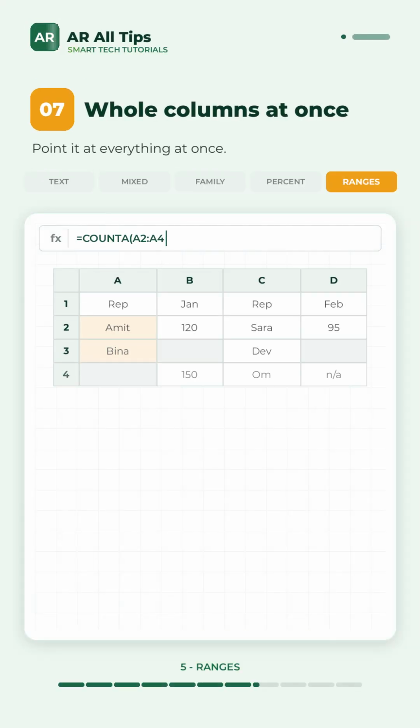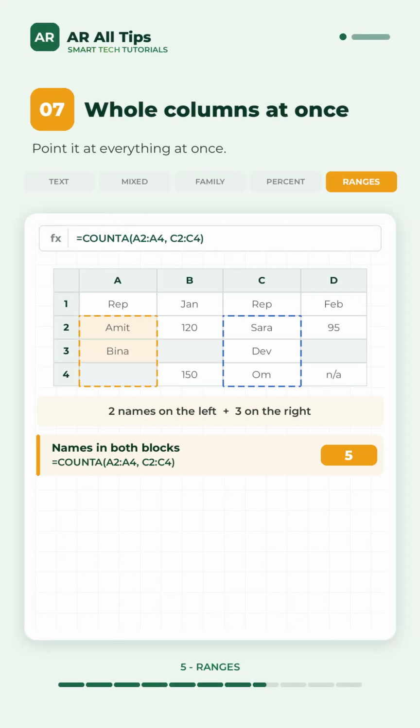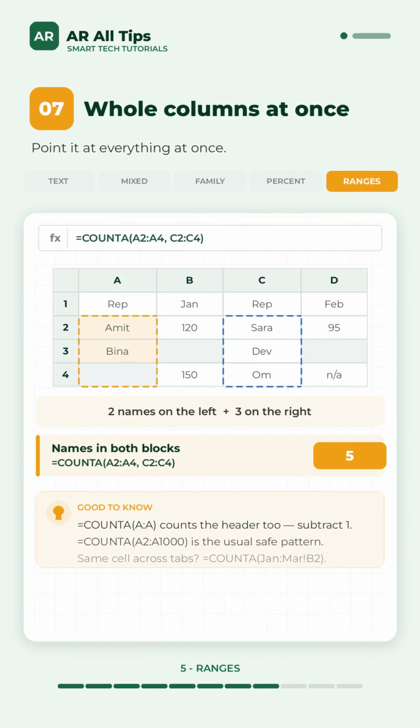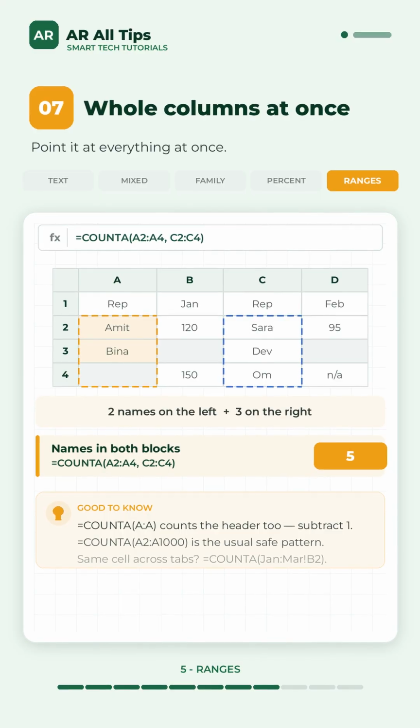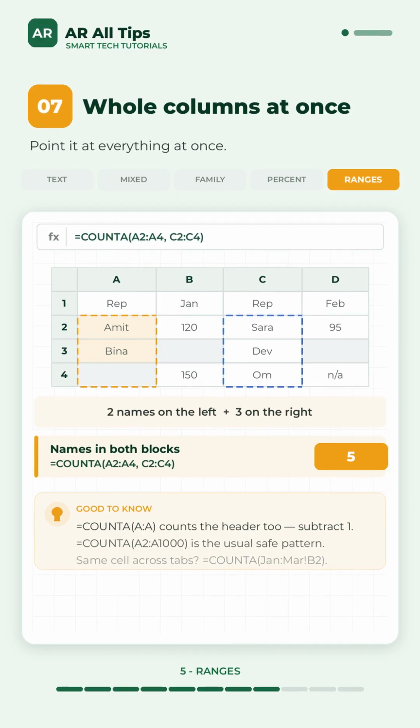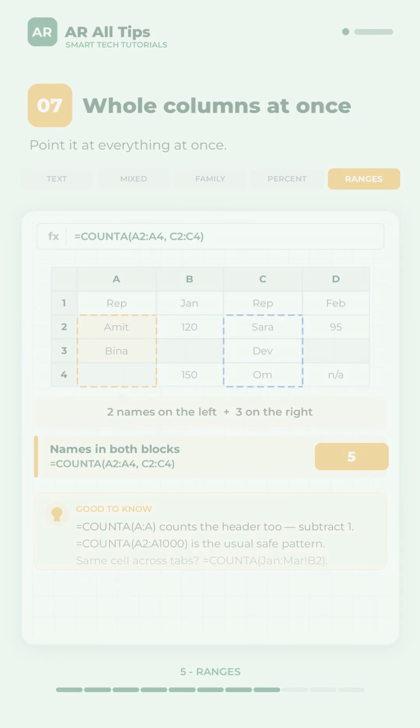You can point it anywhere. Equals COUNTA, A2:A4, comma C2:C4. 2 names on the left, 3 on the right, so 5. And you can throw a whole column at it. COUNTA of A:A. Just remember it'll count your header row too, so knock one off. Most people write A2 to A1000 and stop worrying about it.